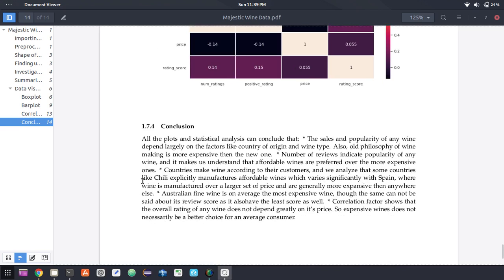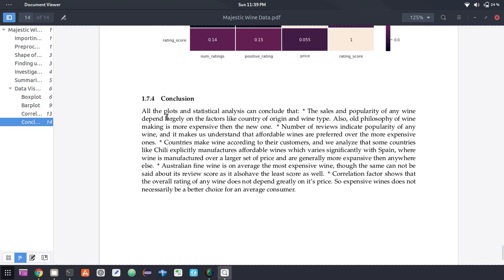That's not surprising. So for the conclusion, we've seen that the sales and popularity of any wine depend largely on factors like country of origin. We've seen that Spanish wine and Chilean wine have a really huge gap in price. Obviously that's because of the people who demand that particular wine and wine type. The old world philosophy of wine makes it more expensive than the new one, and the number of reviews indicates popularity.